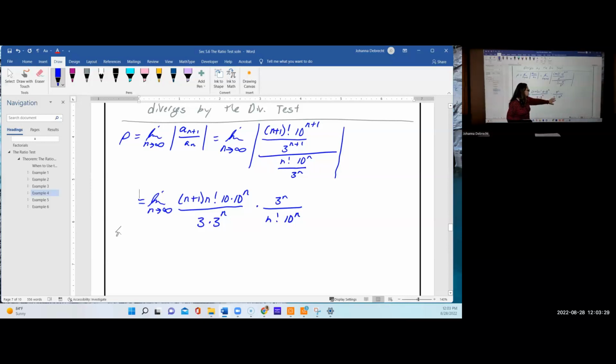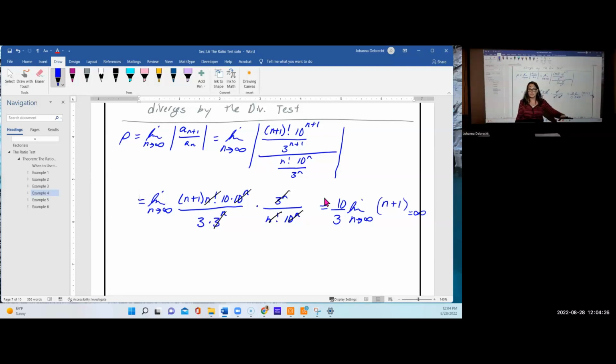Well, now I can cancel the n factorials. I can cancel the 10 to the n's and the 3 to the n's. So let's go ahead and cancel n factorial, 10 to the n, and 3 to the n. Now, what does this give us that we have left inside the limit? I've got a 1/3, which is a constant, so it can be brought outside the limit. It doesn't depend on n. And then I have the limit as n goes to infinity. Oh, I've got a 10 as well in the numerator, so I get 10/3 on the outside. And then I have n plus 1 left in the numerator, and that's it. Well, what is the limit of n plus 1? It's infinity. So infinity times 10/3 is still infinity. So again, we see that because rho ends up being infinity, it diverges by the ratio test as well.